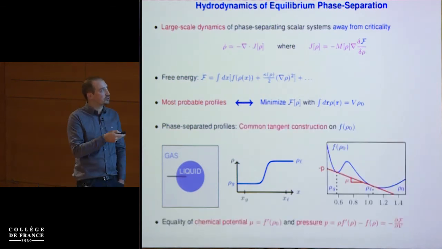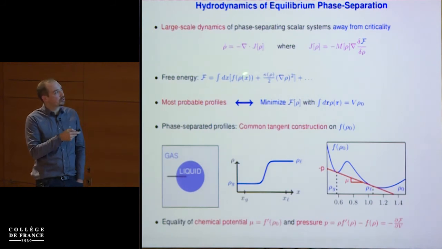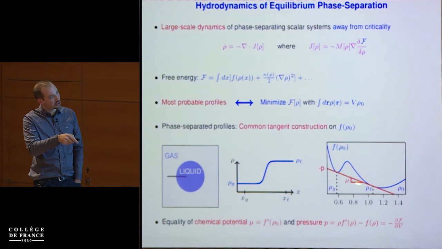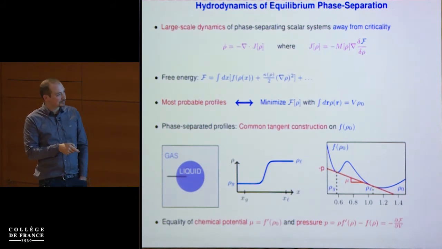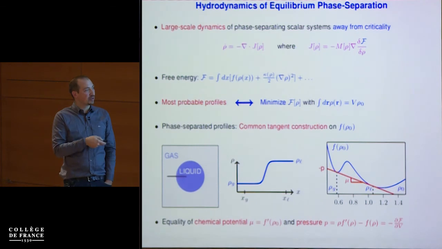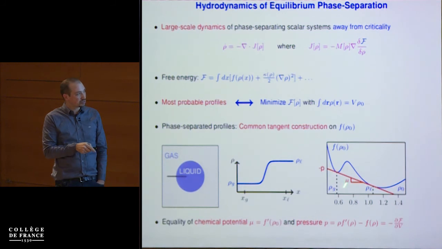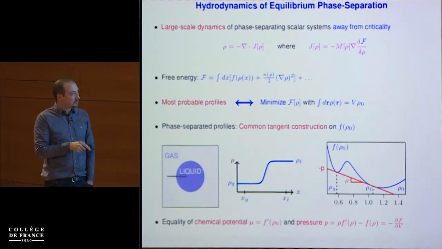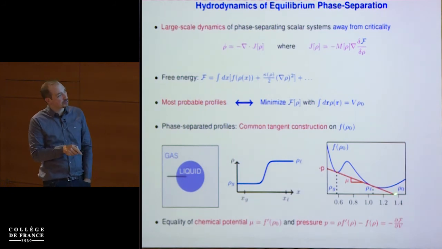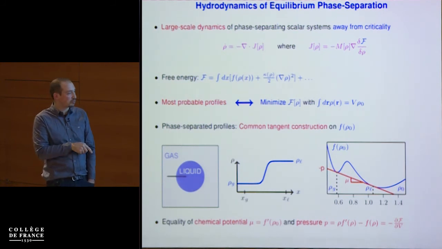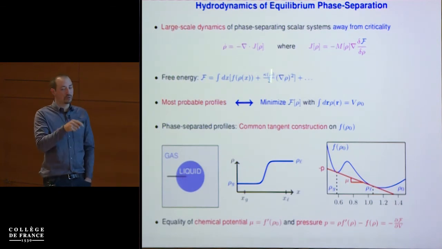When I do this, what I have to do is what's called a common tangent construction on the local part of the free energy. So I draw f of rho naught versus rho naught. I look for the line which has the same slope and touches the curve twice. And I know that the steady state is given by two constraints. First, both phases have the same chemical potential, so they have the same derivative. And they also have the same pressure. And the same pressure means that the intercept of this line with the vertical axis is minus the pressure, which is given by minus the derivative of the free energy with respect to volume. So that's what you would do in equilibrium.